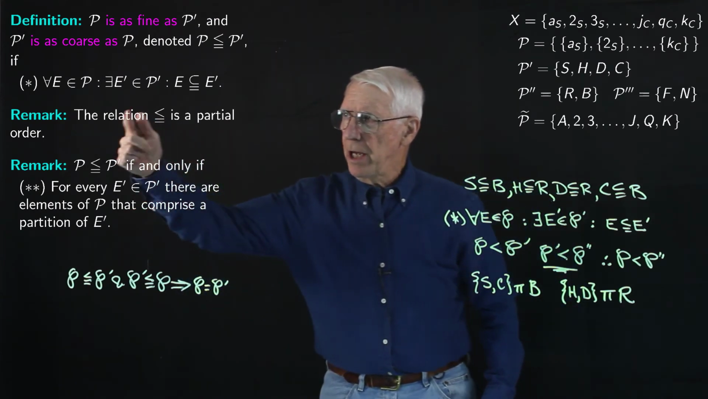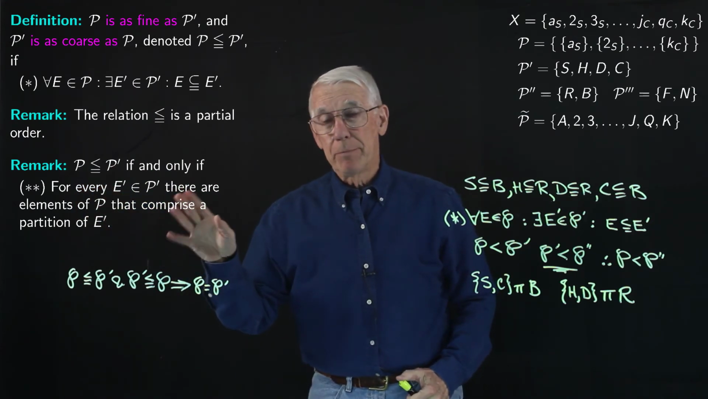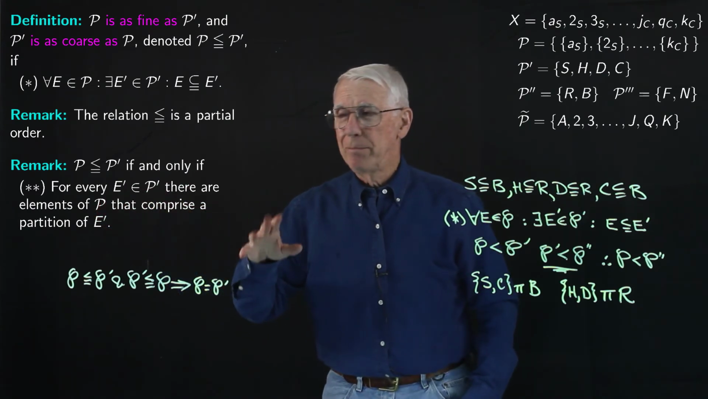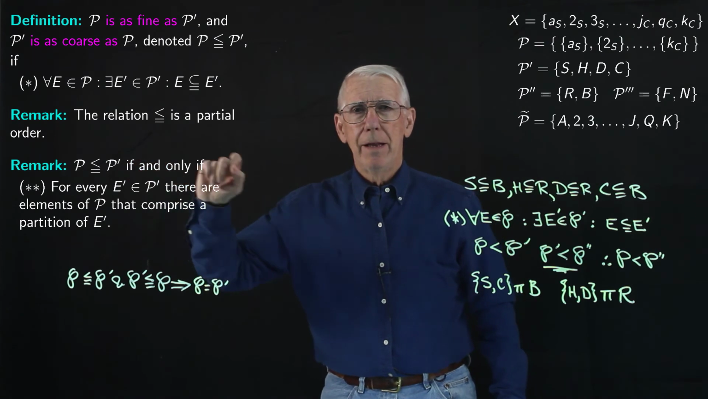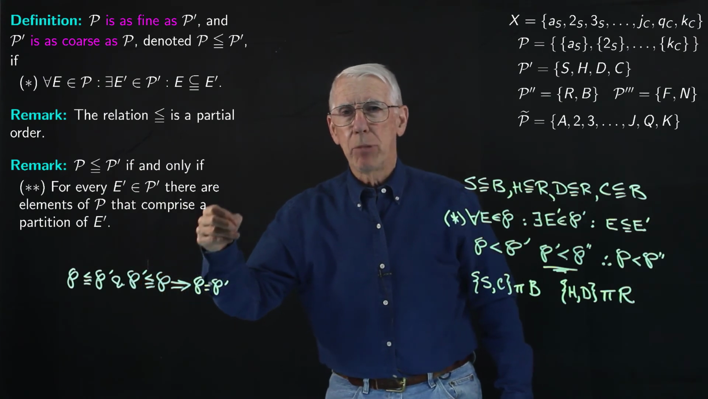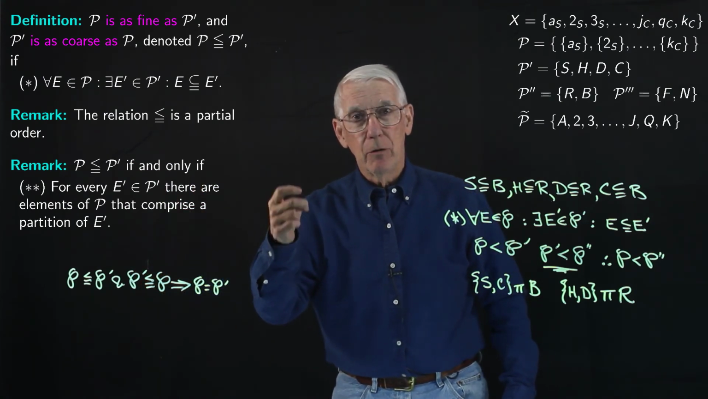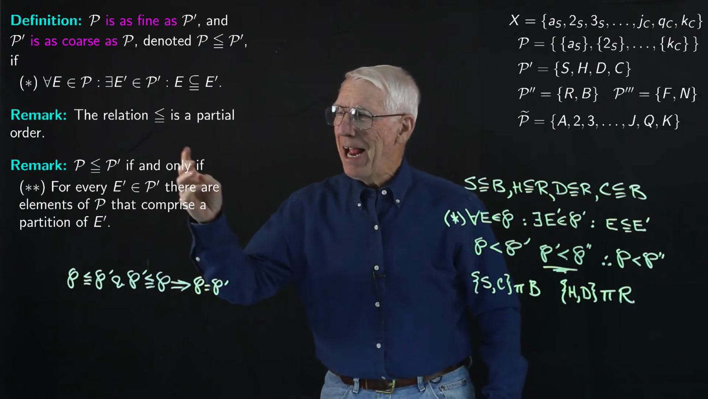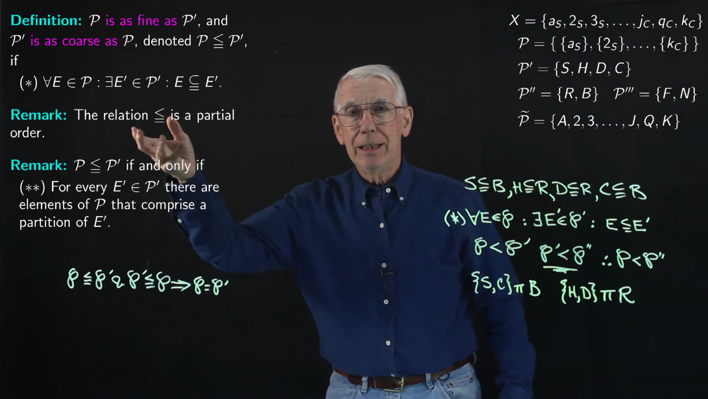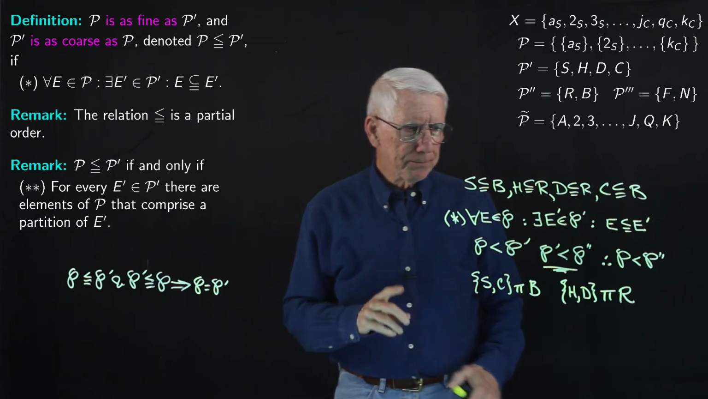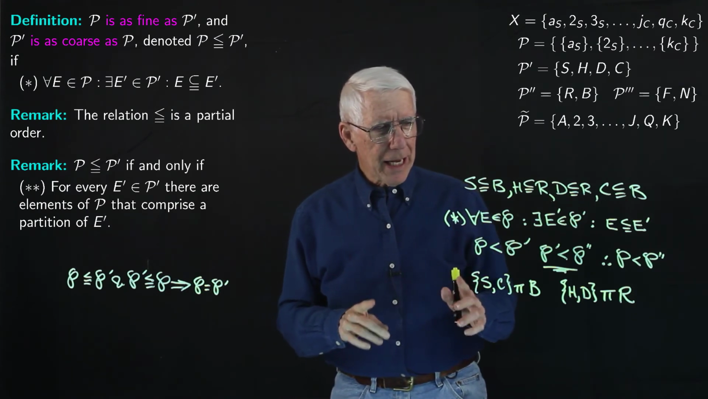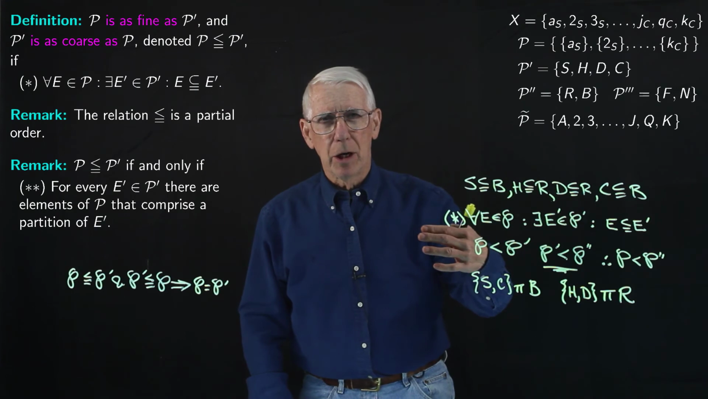By the way, notice that these are remarks, so they're things that have to be proved. They're remarks because they're really easy to prove, but they do require proof. They're both straightforward to prove. The first remark is that the less than or equal, the refinement relation, is a partial order: reflexive, transitive, and antisymmetric. And the second one is this alternative condition, alternative definition of refinement. I've never actually seen this alternative definition anywhere else, but I think it's a very useful way to think of refinement of a partition.